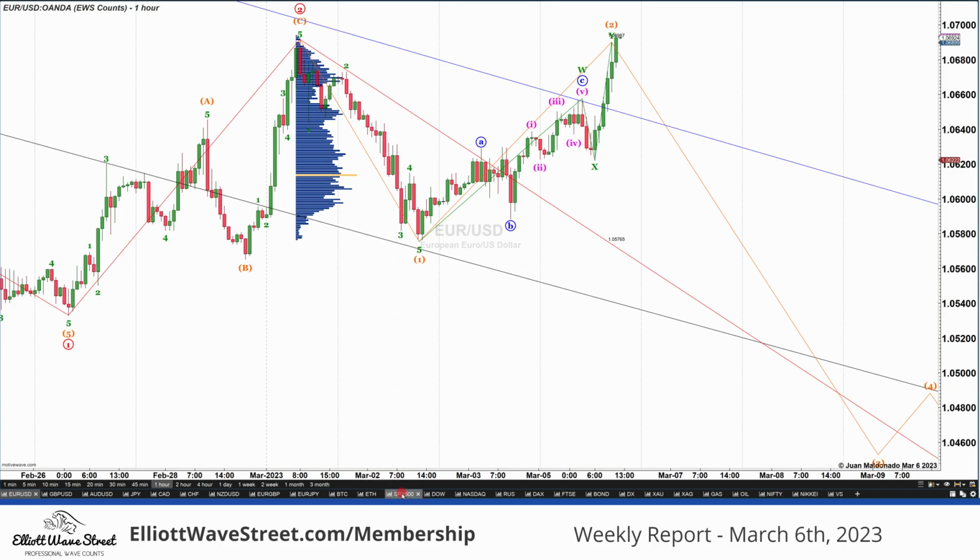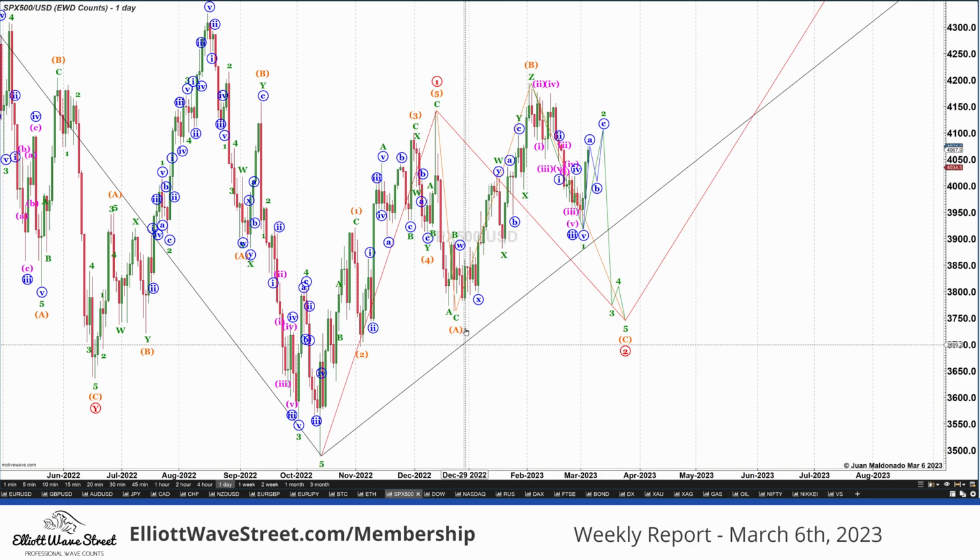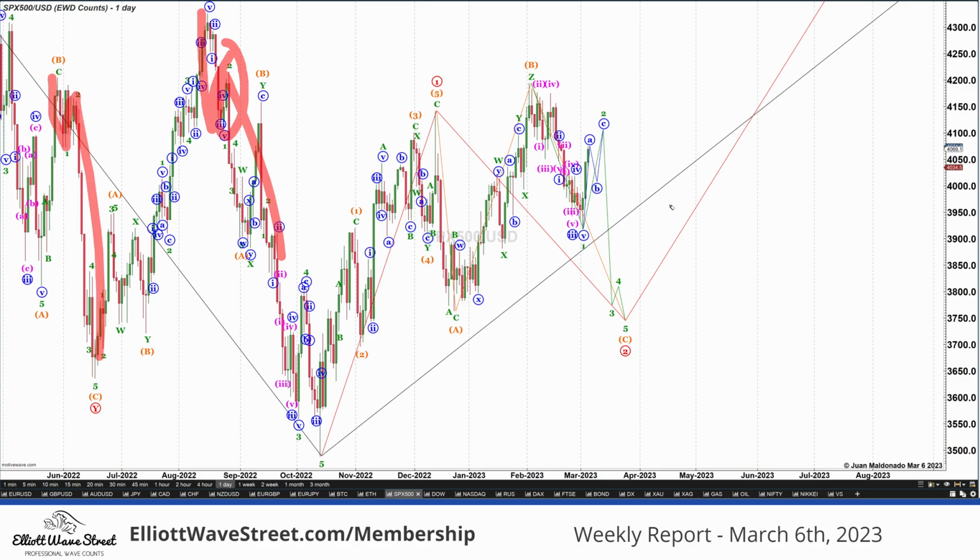Let's have a look at the S&P. The S&P on a daily chart is building the corrective wave. I believe it is corrective. We are going to talk about whether it's corrective or not in a second. But look at this wave 2 here, for example. Price moves down, makes the 2 and accelerates, right? Here, price moves down, makes the 2 and accelerates, right?